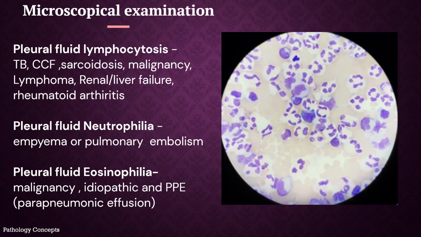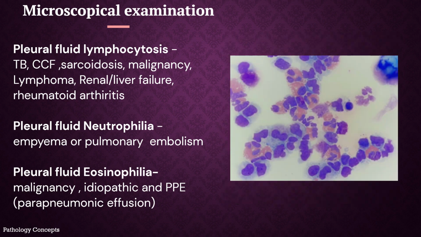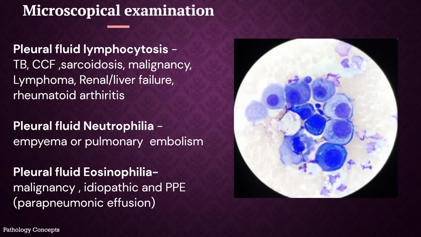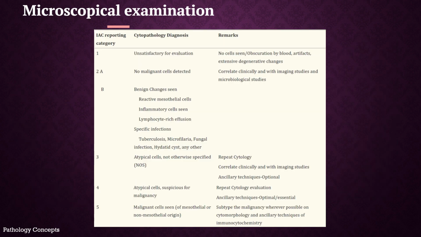Neutrophil dominant effusions are associated with empyema or pulmonary embolism. In eosinophilic effusion, the most common underlying diagnoses are malignancy, idiopathic, and parapneumonic effusion. Malignant cells can be seen in malignant pleural effusion. The Indian Academy of Cytology suggests the criteria for reporting effusion fluid cytology.